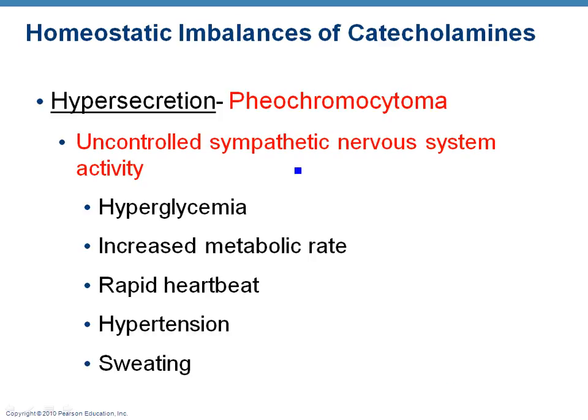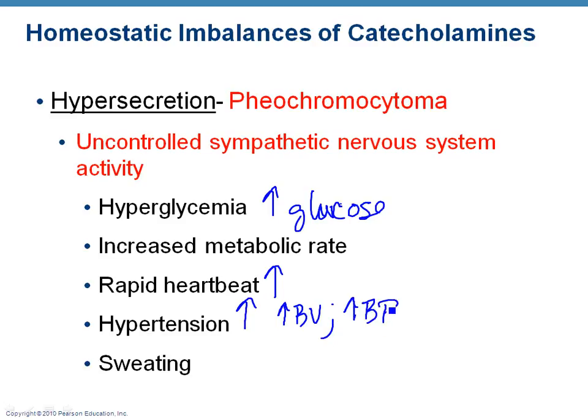So if you have hypersecretion of these catecholamines, this is going to cause hyperglycemia, so increased glucose, right? You're going to have increased metabolic rate. You're going to have increased heart rate. You're going to have hypertension. Why do you have hypertension? If you have increased blood volume and you have increased blood pressure, you're going to have hypertension, right? Increased metabolic rate, because you're trying to convert that glucose into as much ATP as possible. So you're going to have increased metabolic rate.